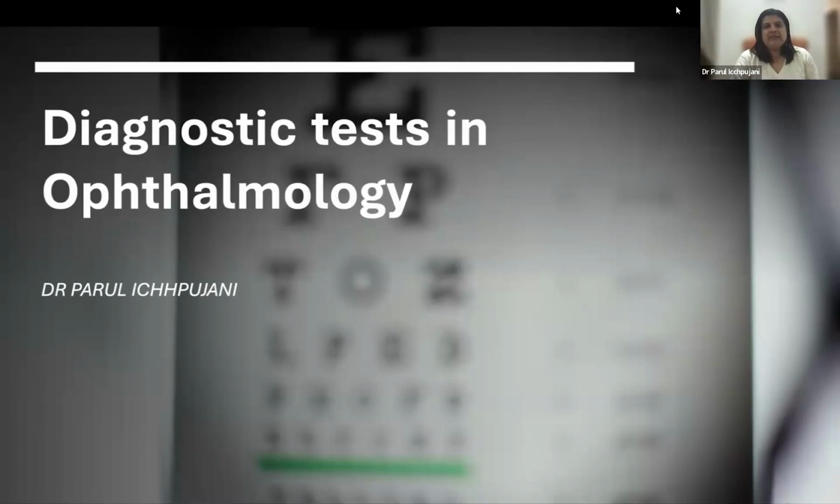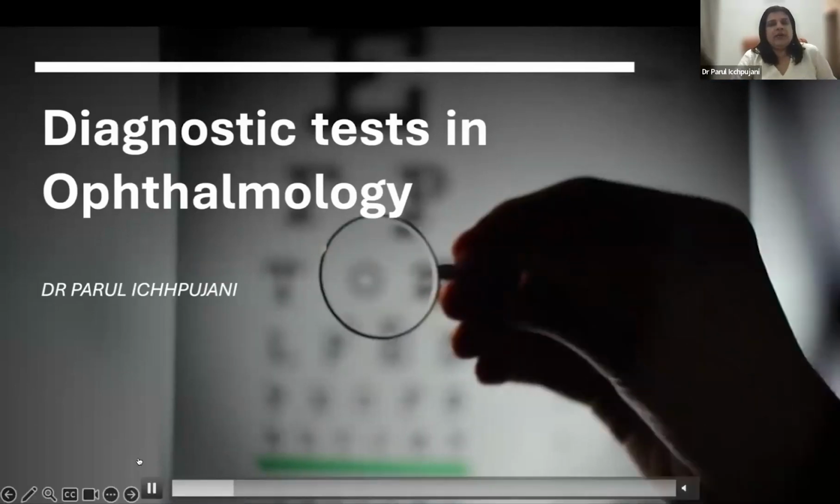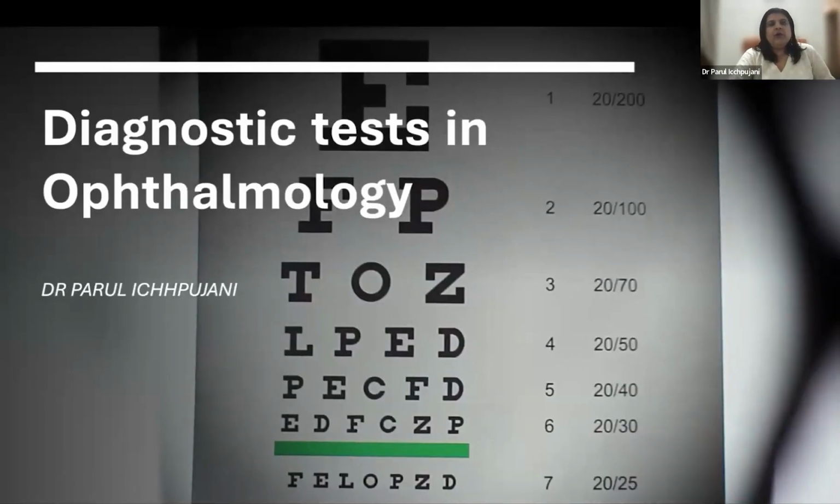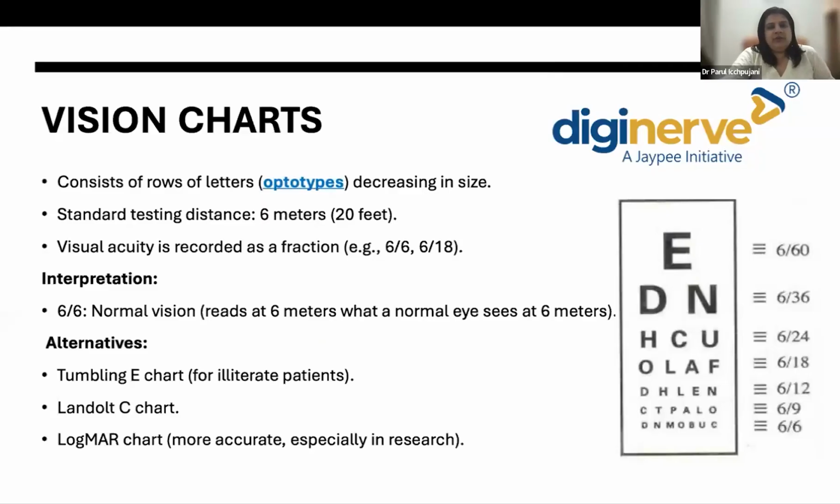Having said that, let's begin this interesting topic of diagnostic tests in ophthalmology. So we'll be talking about various diagnostic tests in ophthalmology. You all know that when you go for your clinical posting, the first point at which patients are greeted in an ophthalmology OPD is when their vision is checked. The vision is checked using this chart, which is called the Snellen's visual acuity chart.